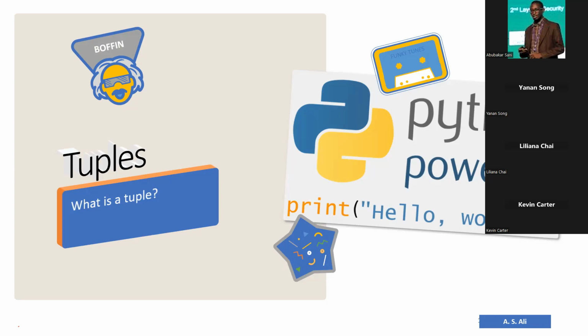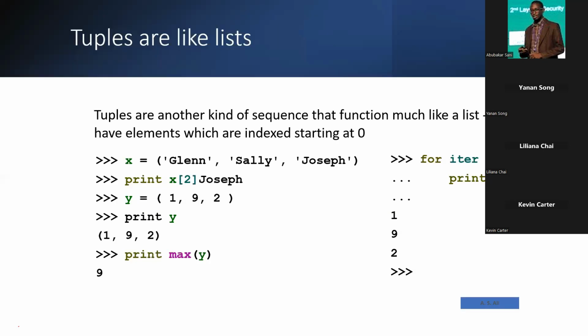Tuples are also similar to lists. That's why they come after lists. So what is a tuple? Remember last time we talked about lists, and we said a list is instantiated with square brackets, then you have a list of things inside separated by commas. A tuple is similar to a list, but when you are doing a tuple, you don't use square brackets, you use normal brackets, a parenthesis.